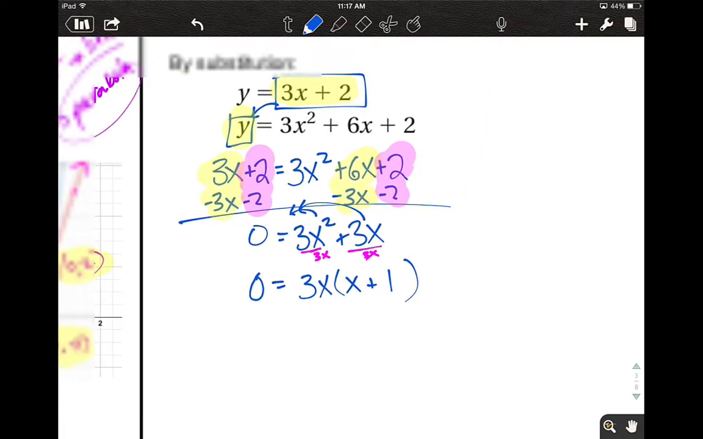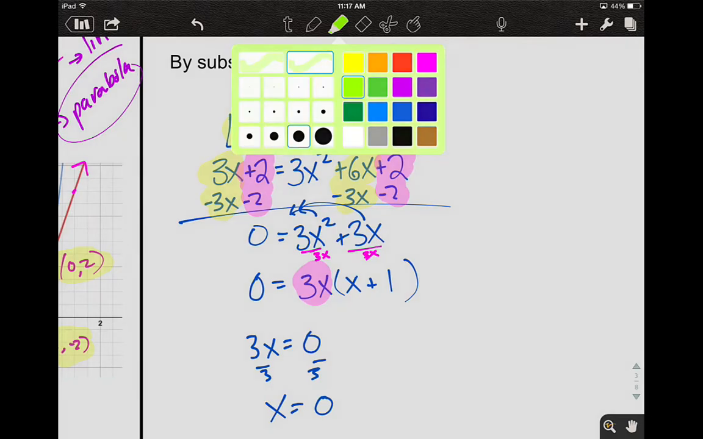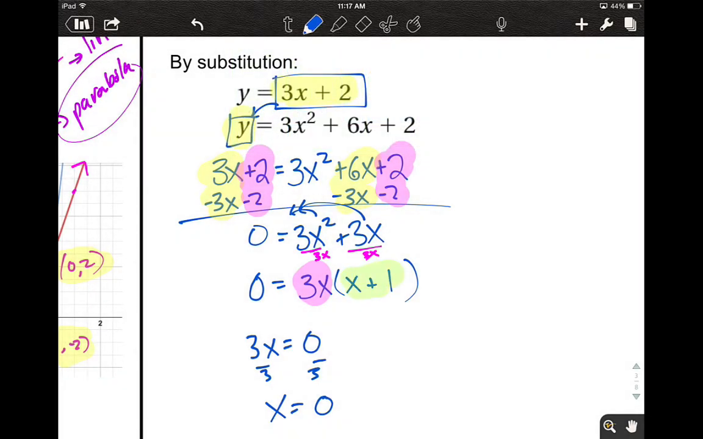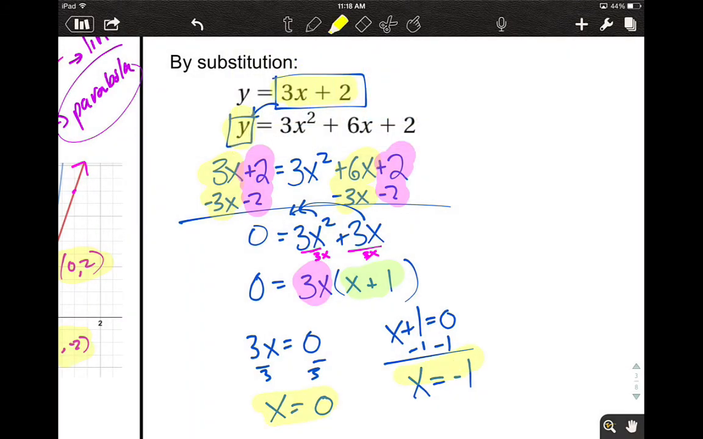So what are my solutions here, guys? What's going to make this piece equal to 0? 3x equals 0. Well, x would have to itself be 0, right? What's going to make, new color, what's going to make this piece equal to 0? Well, x plus 1 equals 0. So therefore, those are my two x values. X equals 0 and x equals negative 1. But those aren't points yet. That's just the x value.